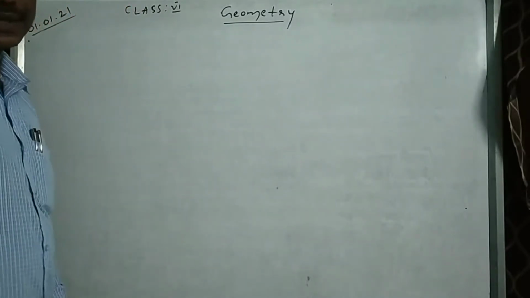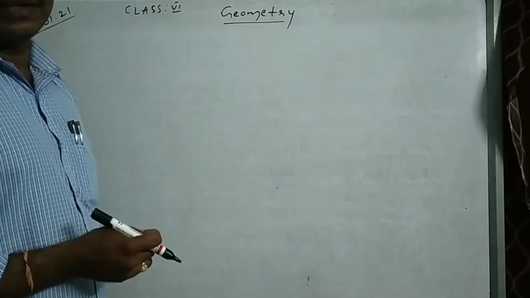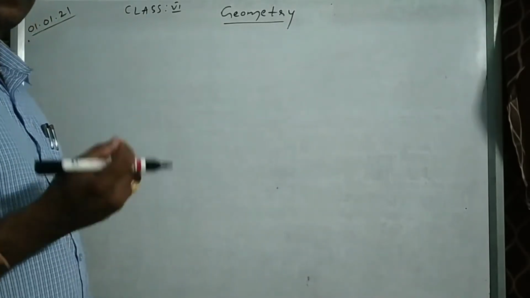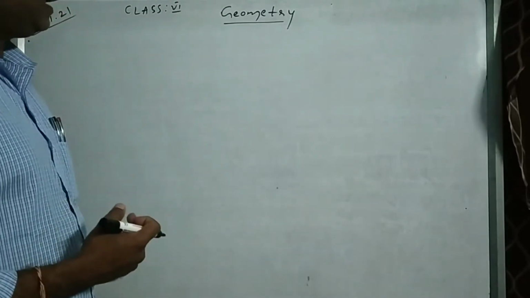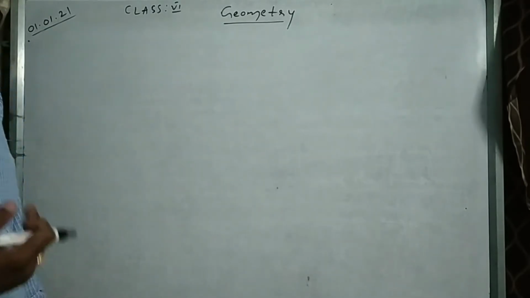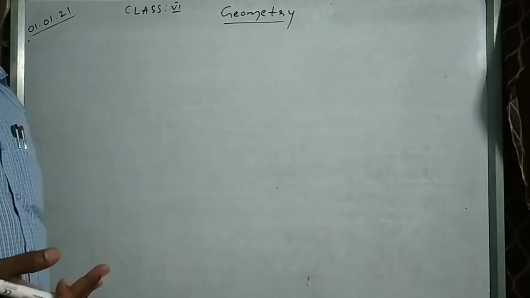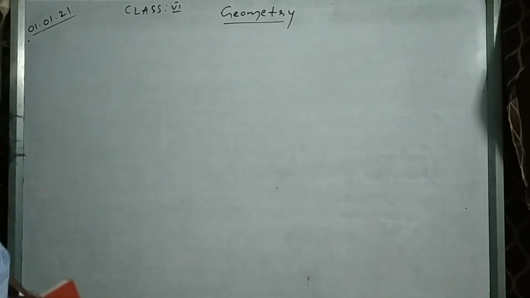So in the previous class we discussed transversals and the different angles formed by a transversal with two straight lines. Today let us see some problems involving adjacent angles and supplementary, complementary angles, etc. Look at this question.